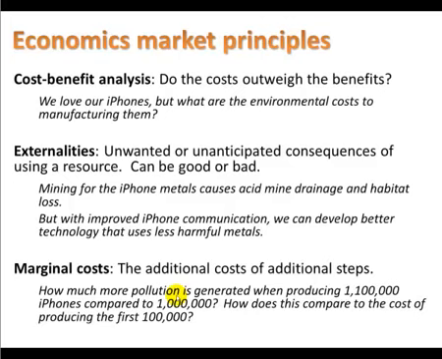Another term to know here is marginal cost, which is the additional cost of additional steps. For example, how much more pollution is generated when producing 1,100,000 iPhones compared to 1 million? How does this compare to the cost of producing the first 100,000? So with marginal, it means as we add on extra units, how much additional cost is added on. And this leads to the idea of mass production, that it generally gets more efficient the bigger your operation.